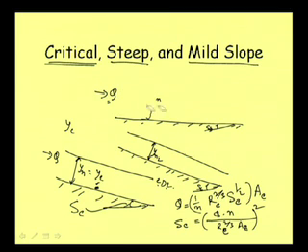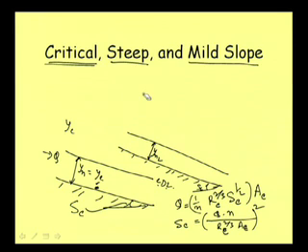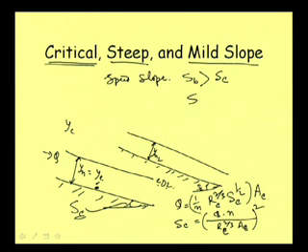Okay. Now, to talk about steep slope and mild slope, the S C concept we have got. If the bed slope is greater than the critical slope, then it is called steep slope. And if the bed slope is less than the critical slope, then it is called mild slope.